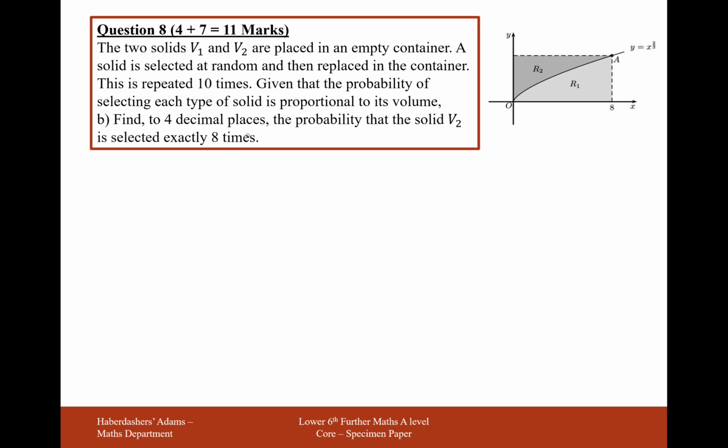Okay, so selected 8 out of 10 times. This is striking me as a binomial distribution question. What we need to know here is, well, we've got 10 trials, but we need the probability that we select V2. So let's go ahead and work out what V2 is. V2, remember, was rotated this way round. So let's first work out this boundary marker here. If we've got 8, that would be a 4 up here, because 8 to the power 2/3 is 4.